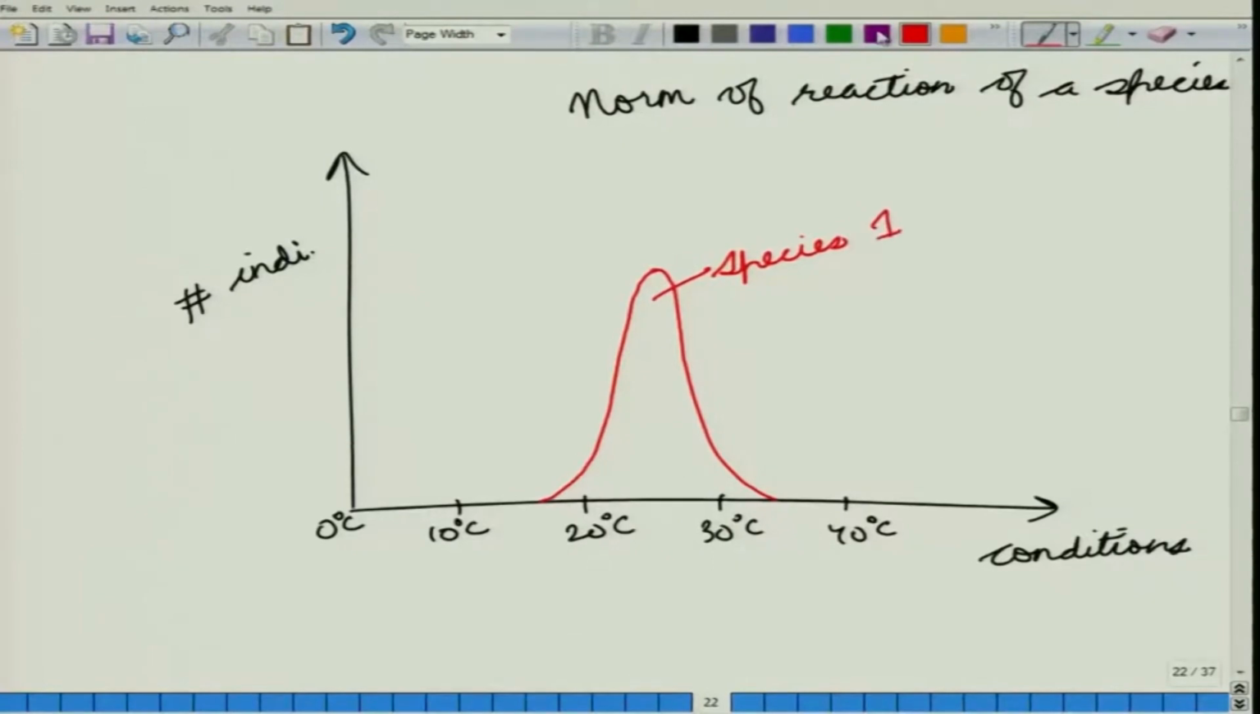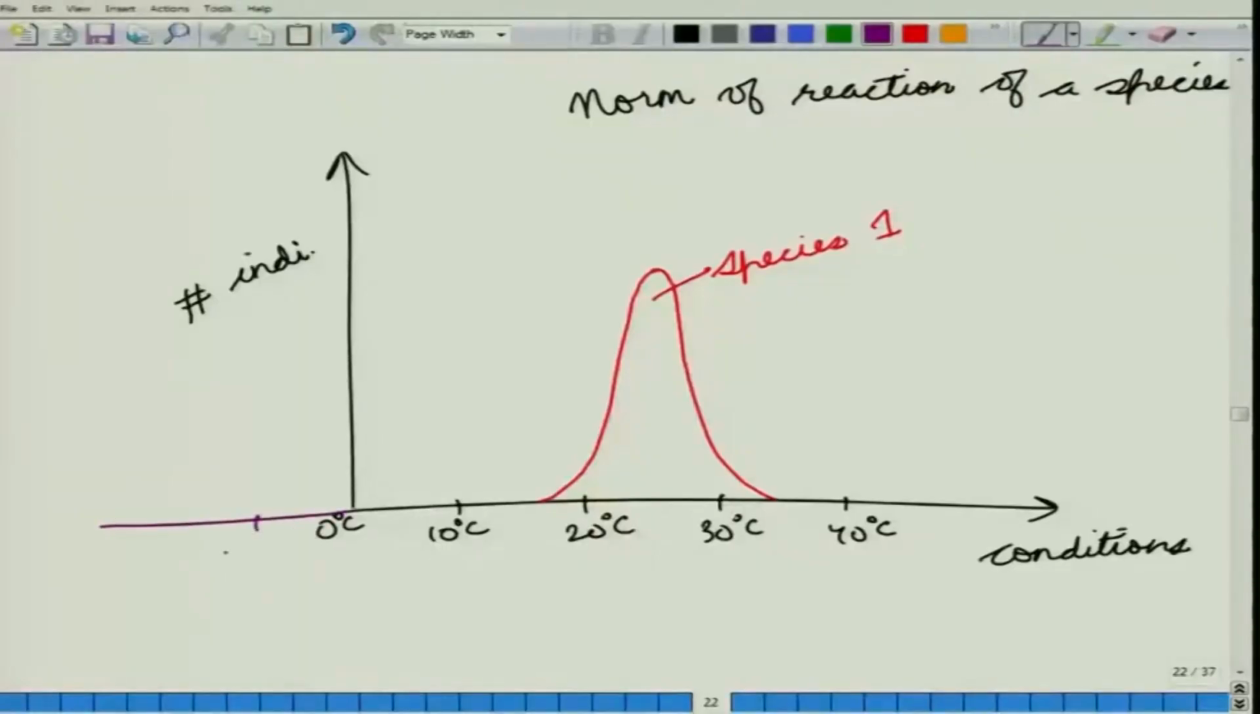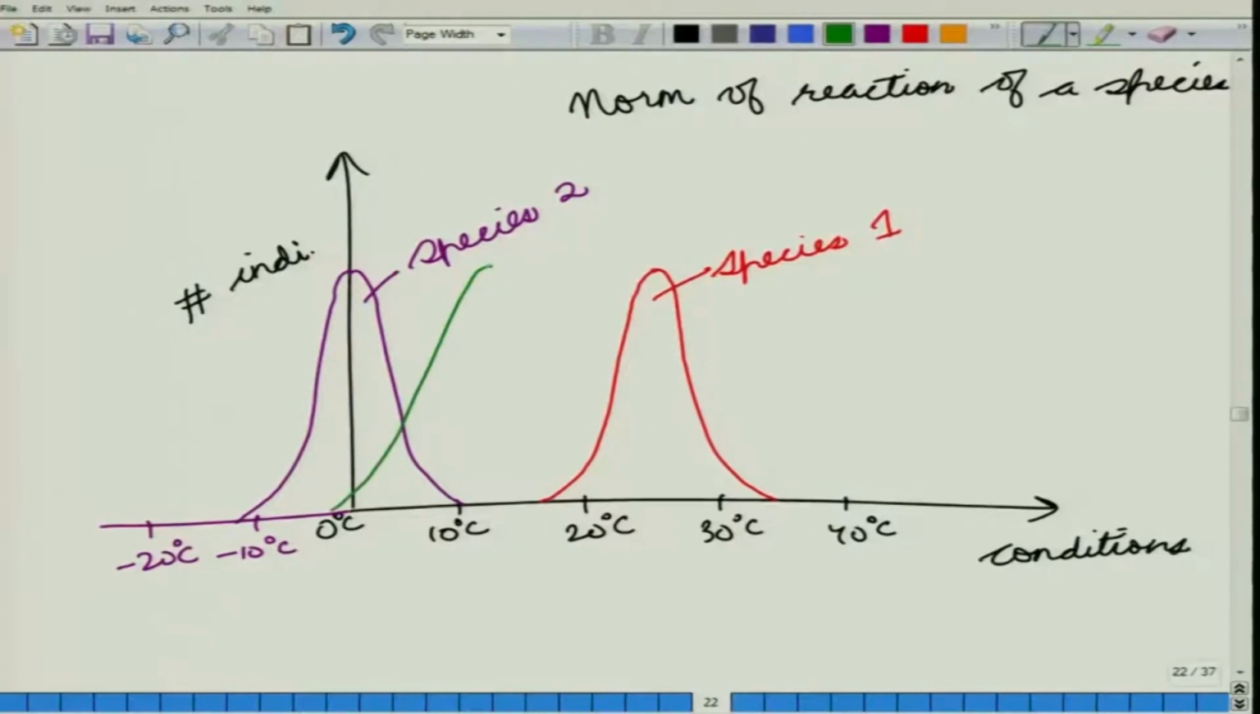On the other hand, let us consider some other species, say a polar bear. Now, a polar bear can very easily live in sub-zero conditions, say minus 10 degrees Celsius, minus 20 degrees Celsius. Suppose his norm of reaction goes close to 0 degrees. So, what we will have in this condition is a situation like this. So, this is for another species, species 2. Now, similarly, for all different species, we will be having different norms of reactions.